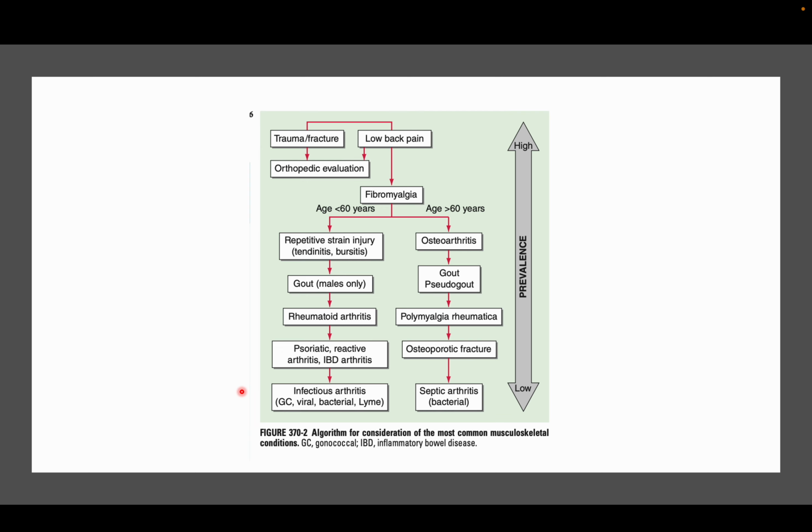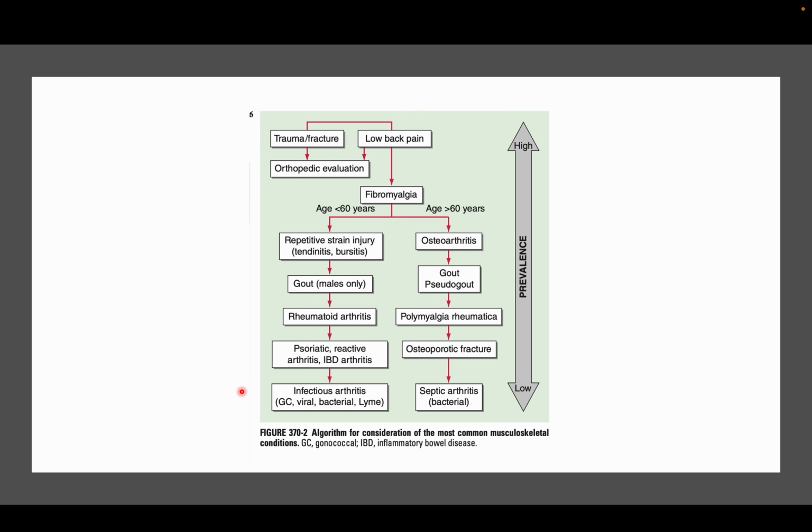So if tendinitis or bursitis, like tennis elbow, shoulder, there are lateral epicondylitis, medial epicondylitis. You should look for the tendinitis and bursitis. If it is male, gout should be ruled out. Then rheumatoid arthritis. Then peripheral SpA like reactive arthritis, psoriatic arthritis, IBD related. Then you look for infectious causes like viral, bacteremia, or any glucocorticoid use, or Lyme.